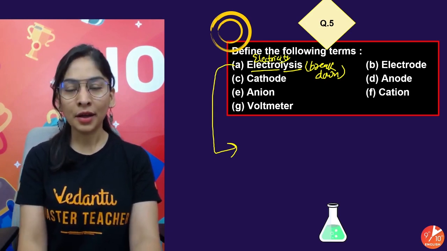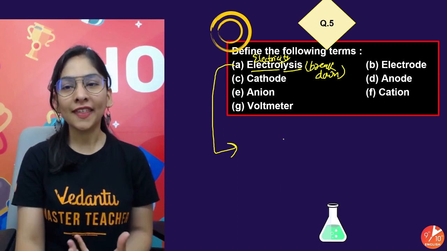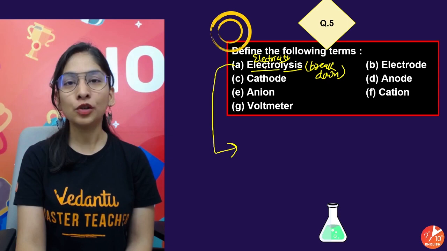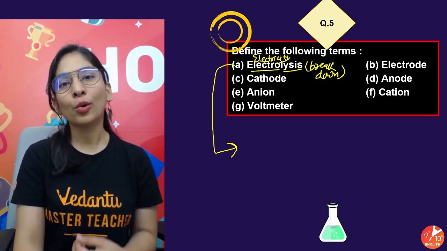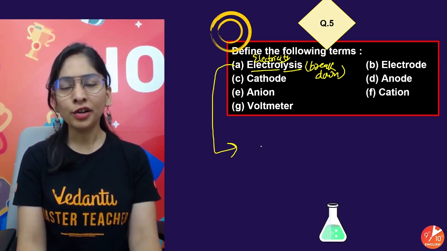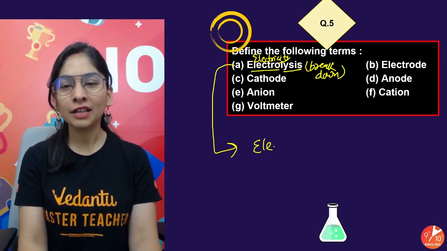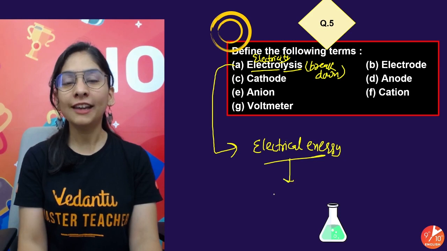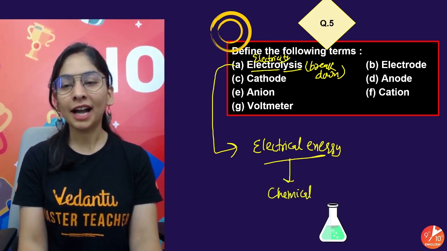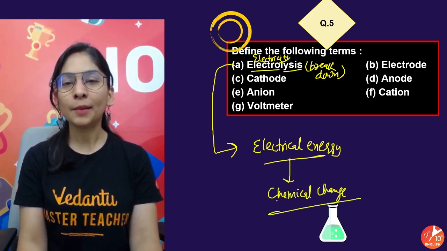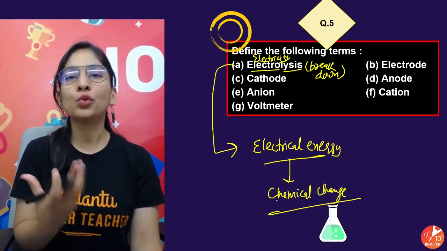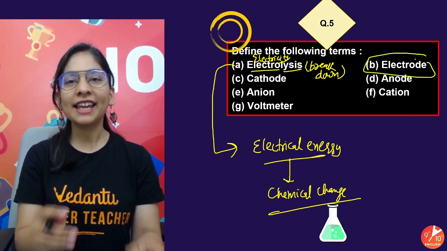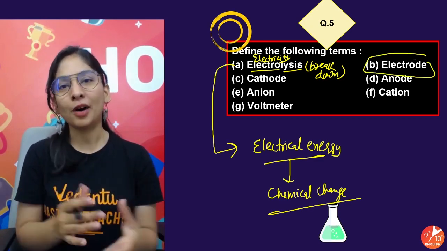That's a process in which an electrolyte is going to break down into ions while you pass electricity and undergo a chemical change. So in short, this is a process where electrical energy is going to give us chemical energy. That means a chemical change, because the substance will convert to ions and move towards the respective cathode and anode. So if you know all the terms, you know how to perform electrolysis.